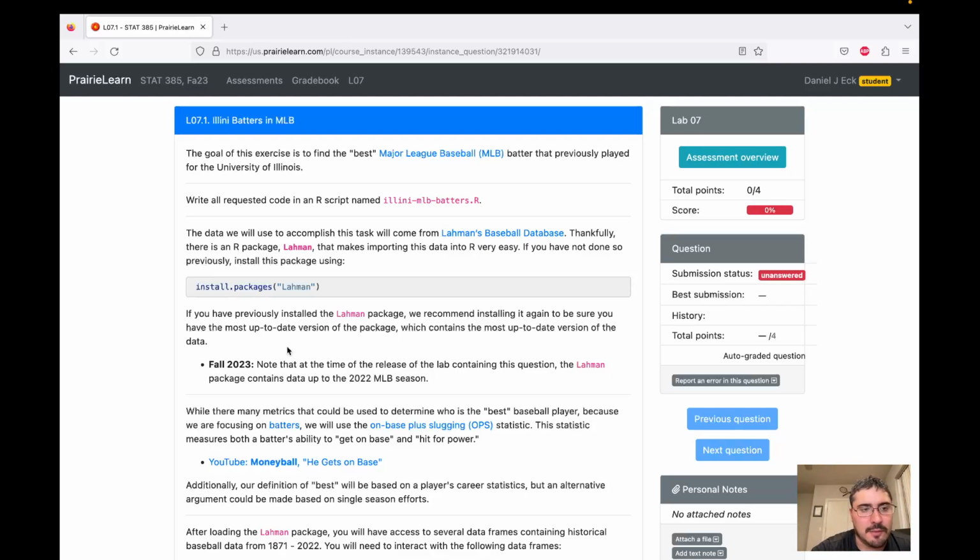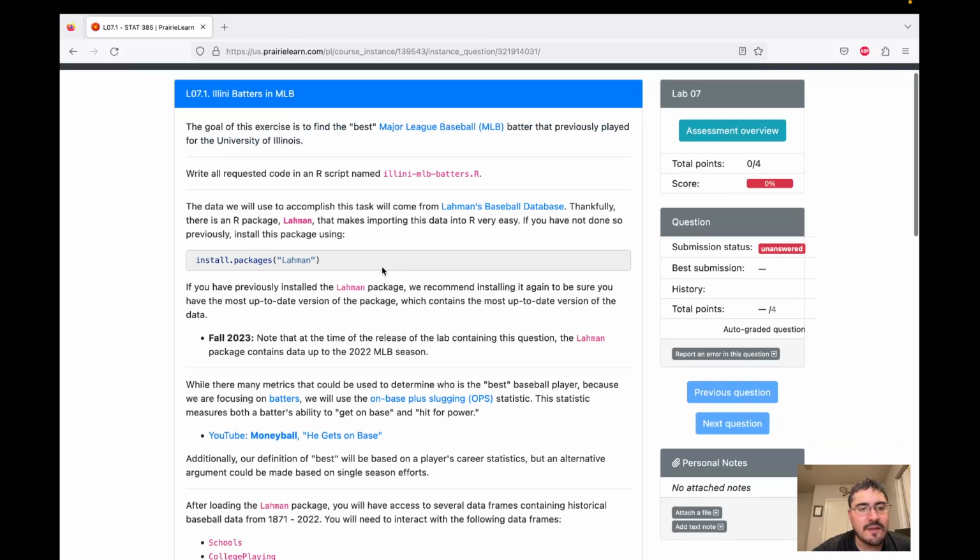Okay, so let's just go through it really quick. Best Major League Baseball player who played for the University of Illinois. Write all requested code in an R script named this. The data we will use will be from the Lahman's Baseball Database. This is an excellent resource at our disposal, and we're very grateful.